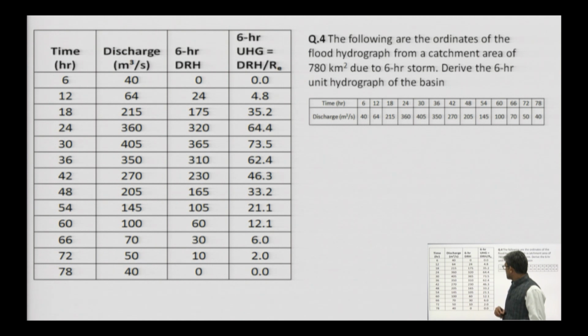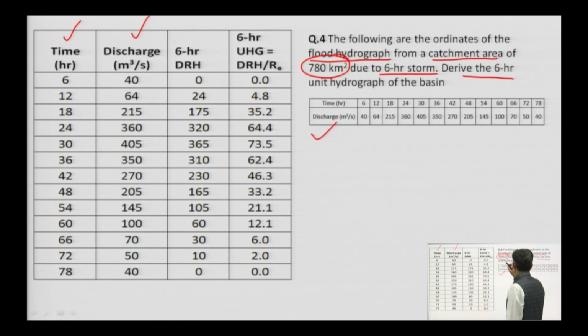So, this concept can be used for different types of problems. Take another example: the ordinates of the flood hydrograph from a catchment area of 780 kilometer square due to a 6 hour storm are given, means this one and that one are given to us. And what we need to calculate: derive the 6 hours unit hydrograph for the basin.